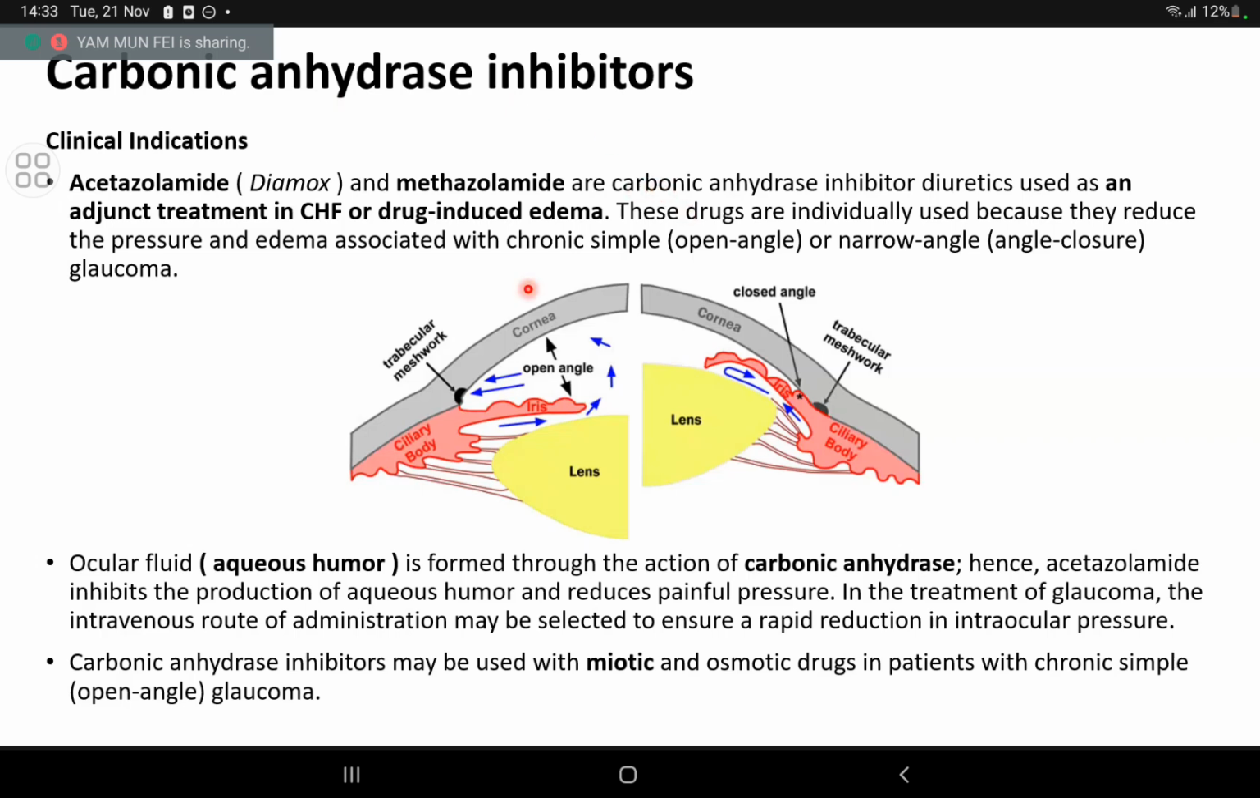Normally used for gout. Sorry, not gout, glaucoma. Because carbonic anhydrase plays an important role in glaucoma, that's why it is suitable for glaucoma. Before we go into detail, the definition of glaucoma is increased pressure in your eyeball. This condition we call glaucoma.